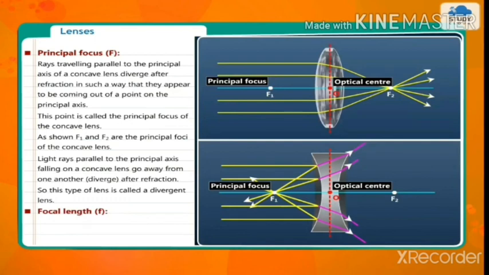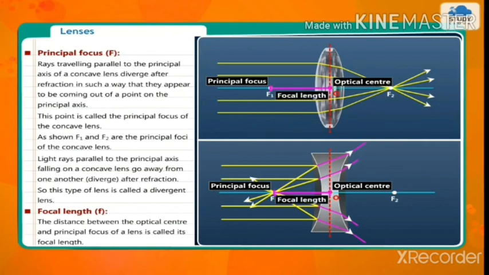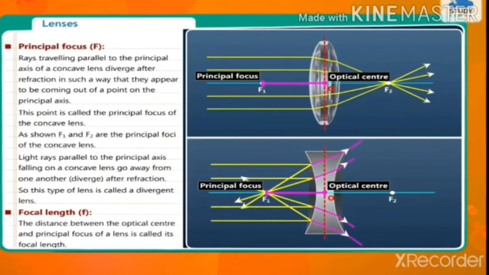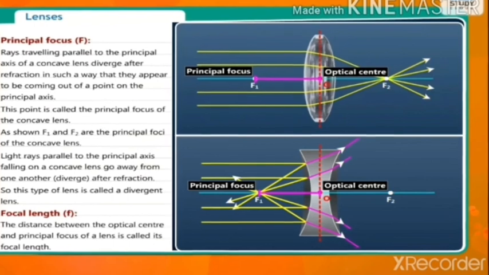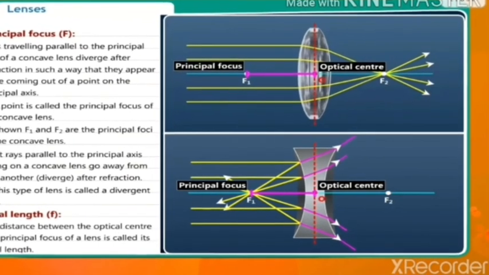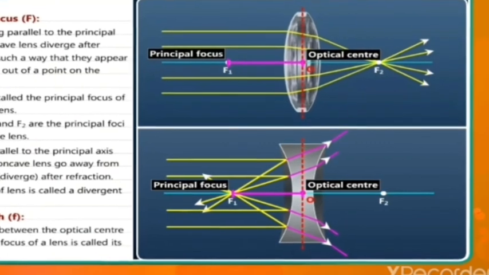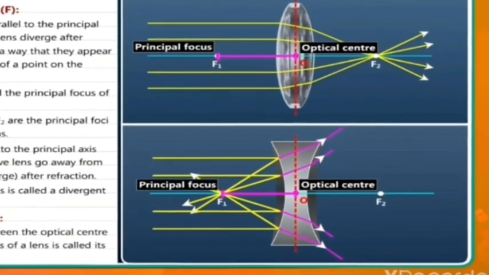Light rays parallel to the principal axis falling on a concave lens go away from one another, that means they diverge after refraction. So this type of lens is also called a diverging lens. And the last term is the focal length. The distance between the optical center and the principal focus is called the focal length. Did you understand?